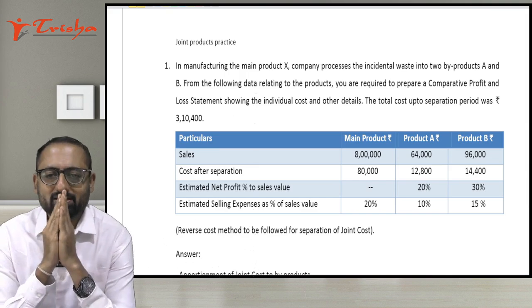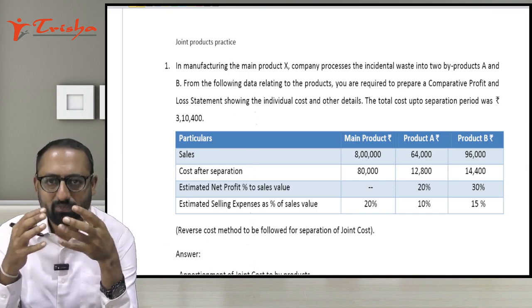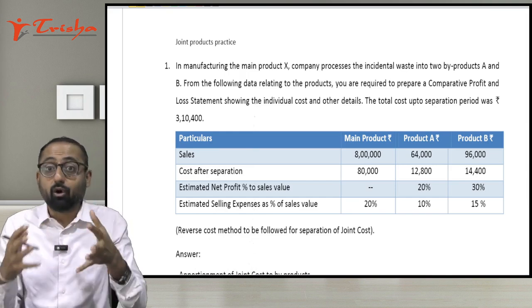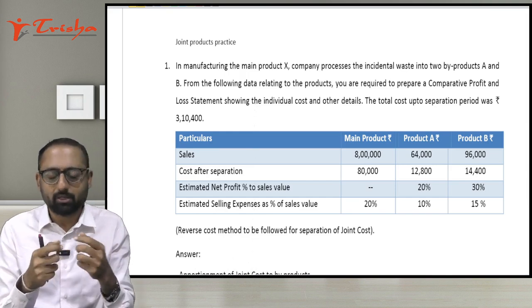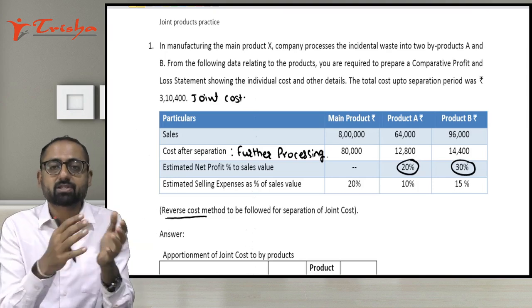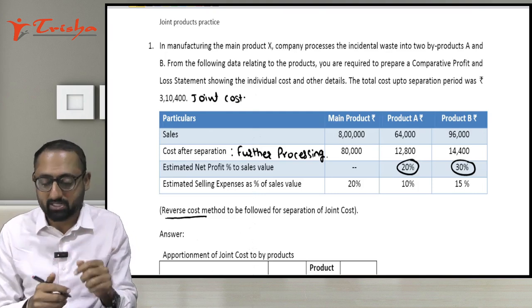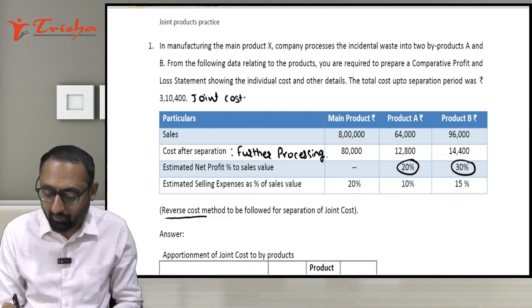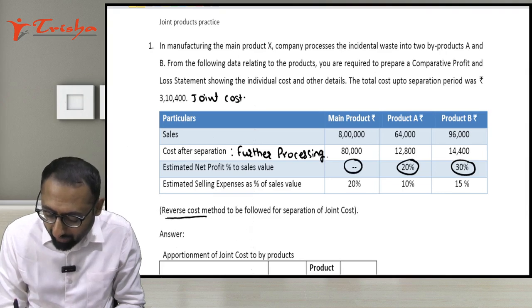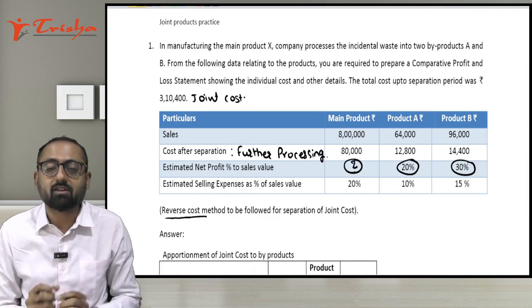Now guys, read the question carefully. In the reverse cost method, what we have seen is that profit percentage should be given for all the products. You might ask, sir, at the time of discussion you told us that profit percentage of all products should be given. Here in this question, profit percentage of only A and B is given. Profit percentage of the main product is not given. Then how will you apply this reverse cost method?